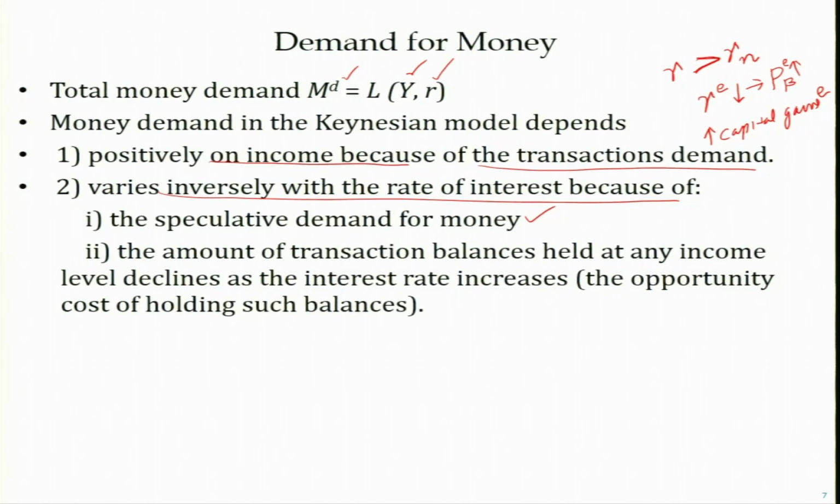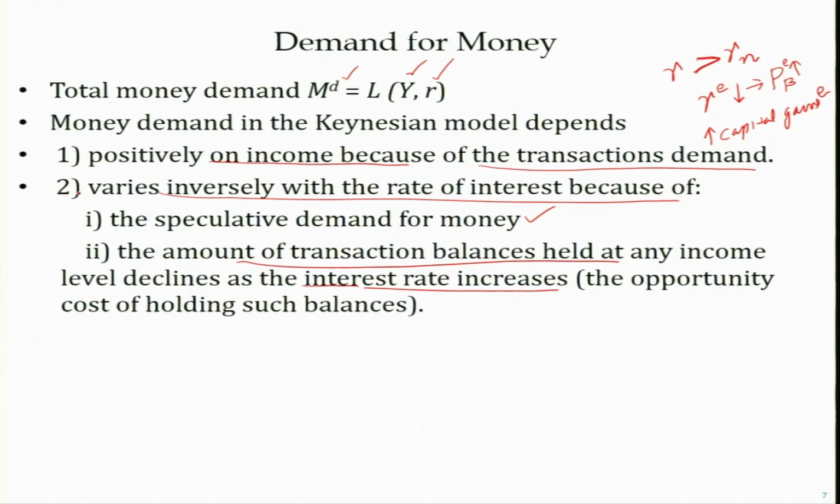So, a higher rate of interest means low speculative demand for money. And the other one: when the rate of interest is high, the amount of transaction balance held at any given income level also declines, because as the interest rate increases, the opportunity cost of holding such balances increases, so people will reduce their transaction demand for money.